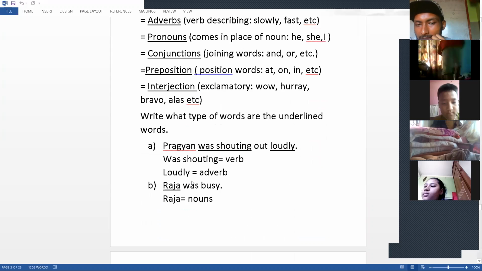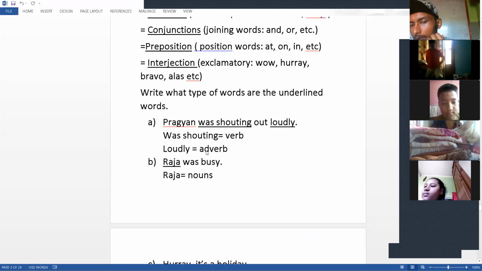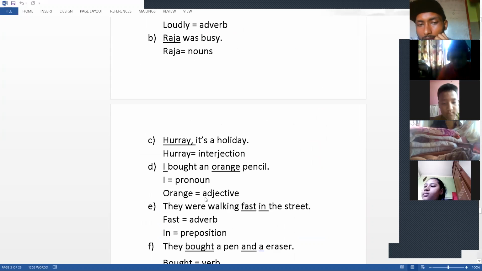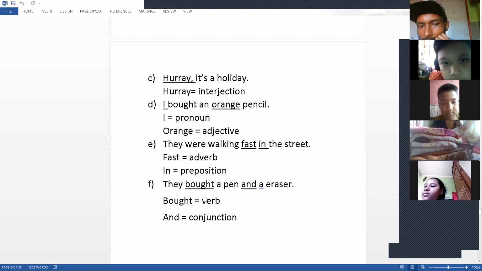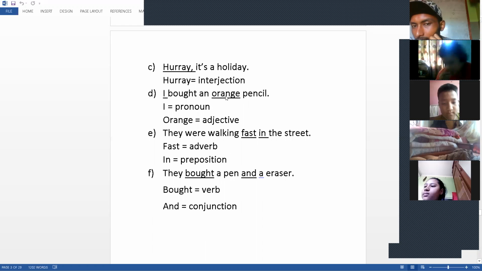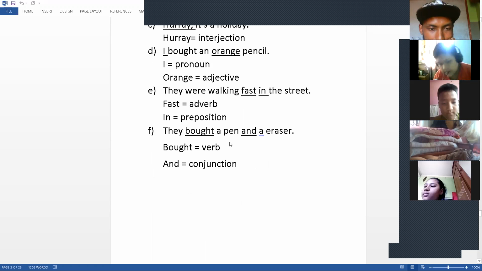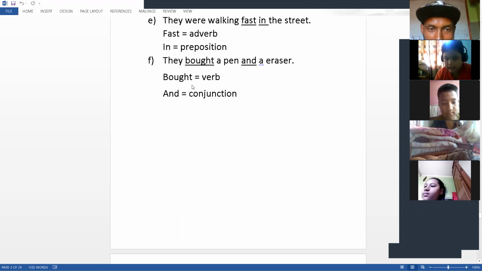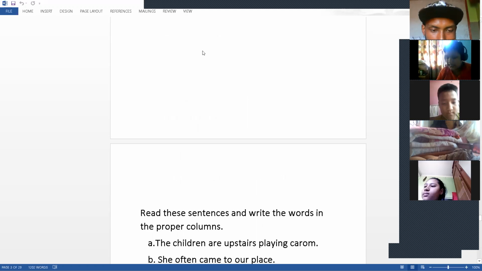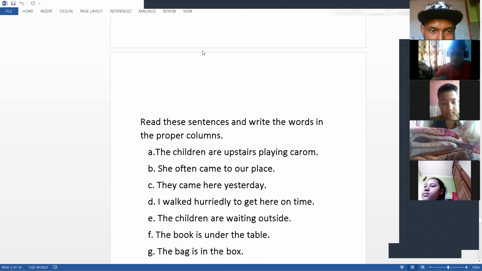And then we did some exercises. Was shouting is verb, loudly is adverb. It tells us about the verb, describing the verb, adverb. Raja, noun. Hooray, interjection. I, pronoun. Orange is an adjective when it is a color. When it is a fruit, it is noun, right? So yes, verb and conjunction. So this is how we did the exercises.